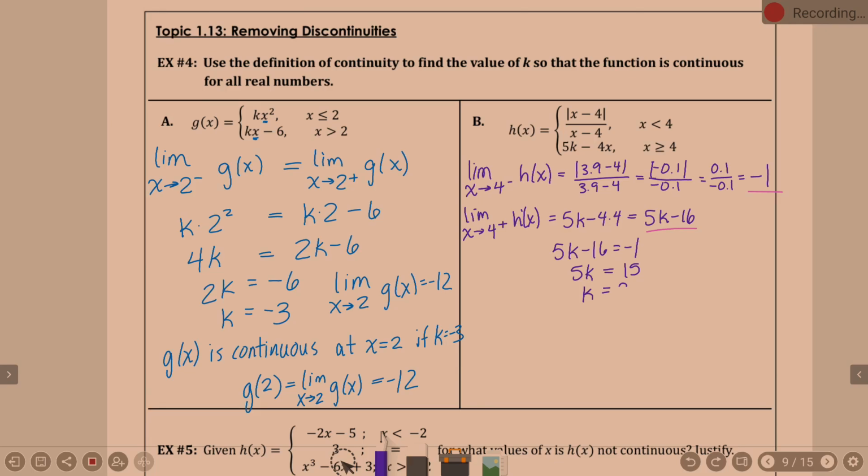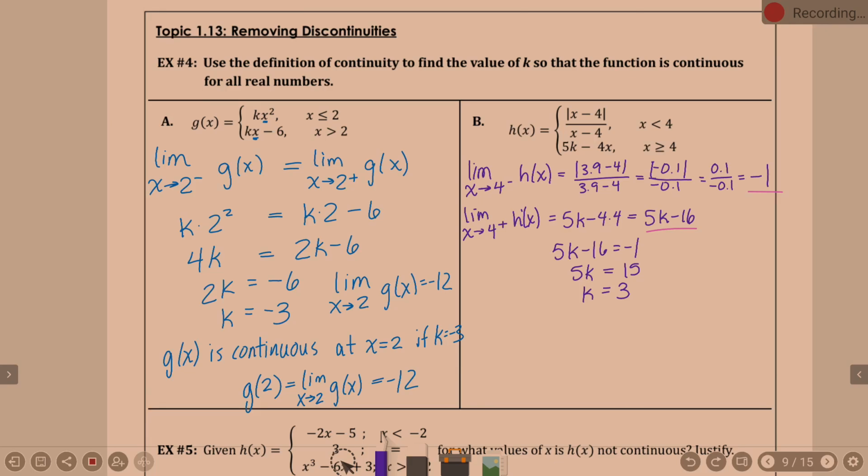Do we agree on our k value? Okay. Check it out. Does this agree? We know that the limit on the left is going to be negative 1 no matter what you do. On the right, 5 times 3 minus the 16, 15 minus 16 is going to be negative 1. So we made it happen.